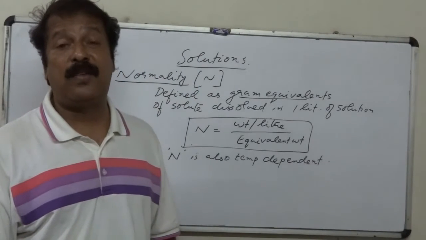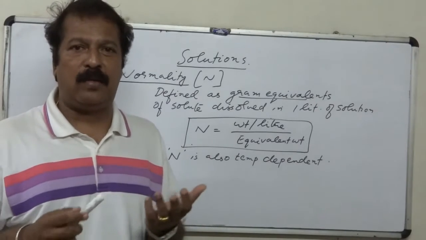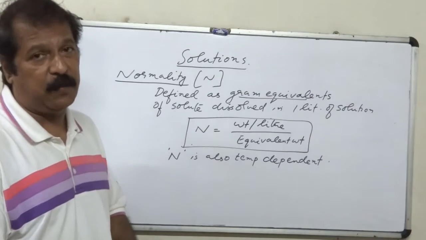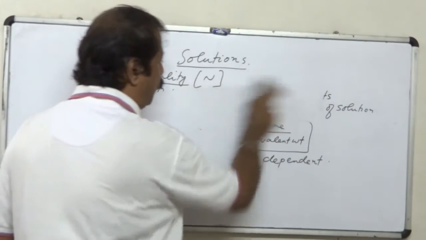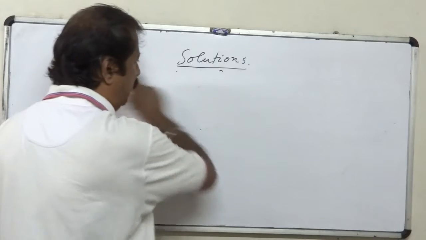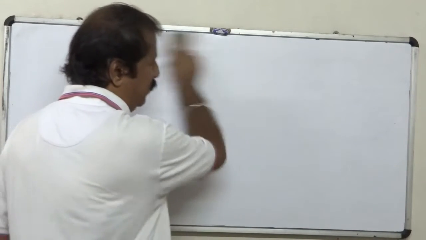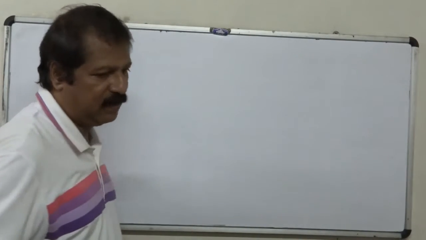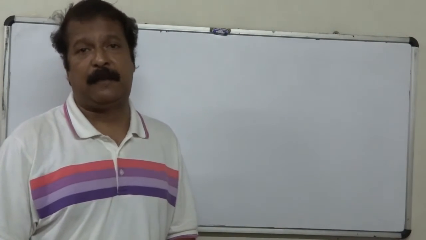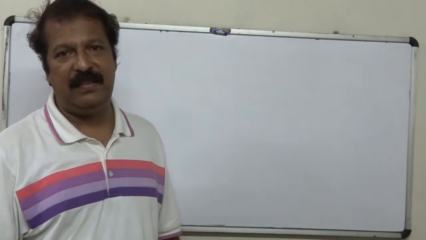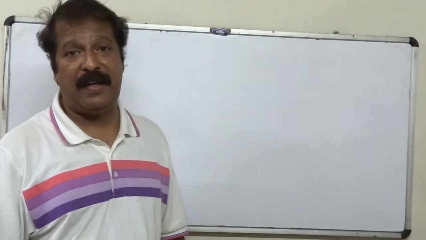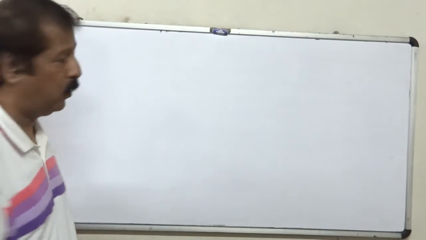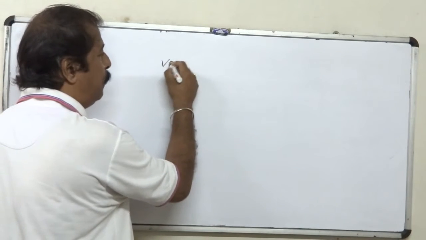So these are the concentration terms you have to study. I will repeat them: the first one is mass fraction, second mass percentage, third mole fraction, fourth molality, then molarity, then normality, then parts per million. Among these, the temperature dependent ones are normality and molarity. These two are temperature dependent. All others are temperature independent. That's all. Now we will go to the next topic, that is vapor pressure.